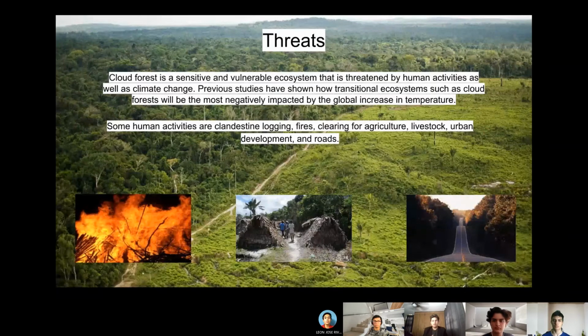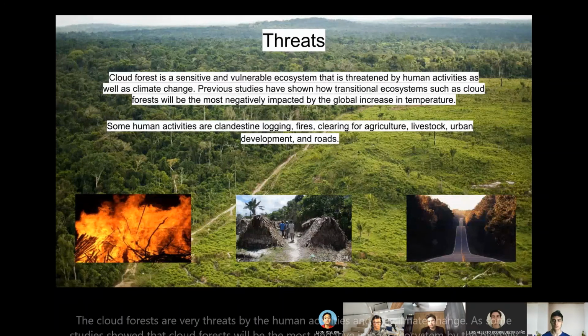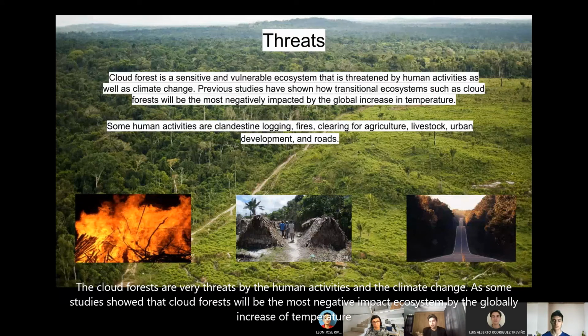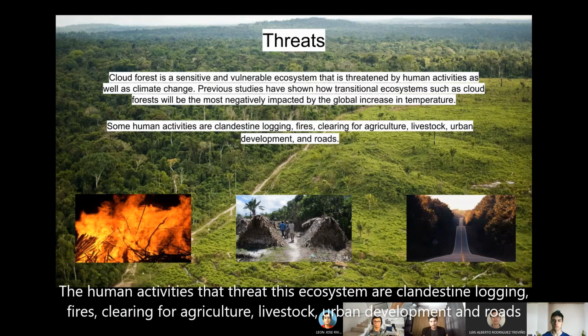Now, the threats for this ecosystem. The cloud forests are very threatened by human activities and climate change. Some studies show that cloud forests will be the most negatively impacted ecosystem by the global increase of temperature. The human activities that threaten this ecosystem are clandestine logging, fires, clearing for agriculture, livestock, and urban development and roads.